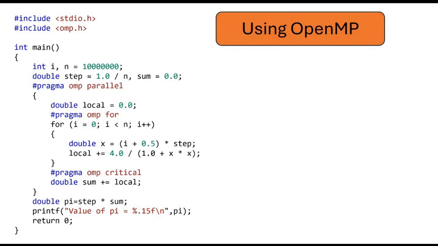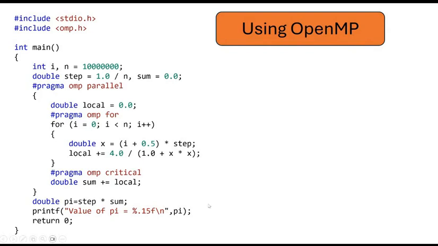And then inside a critical block, that means only one thread will update this block at a time. And I am doing sum plus local, so I'm adding the local variable to the global variable sum. And then I'm simply multiplying it by the step value to get pi. Now I have pi equal to this. It will return me the value of pi.